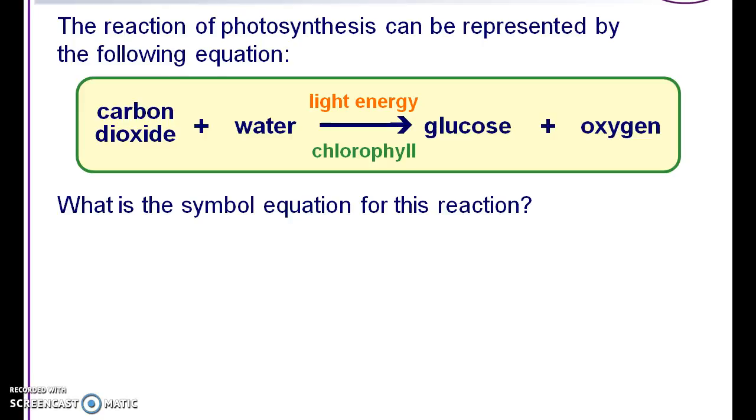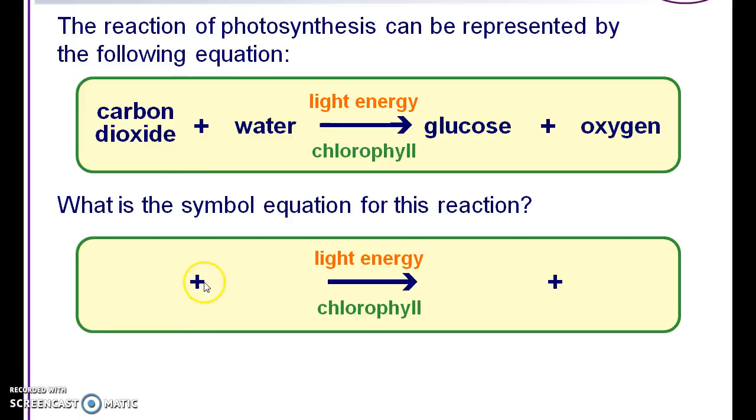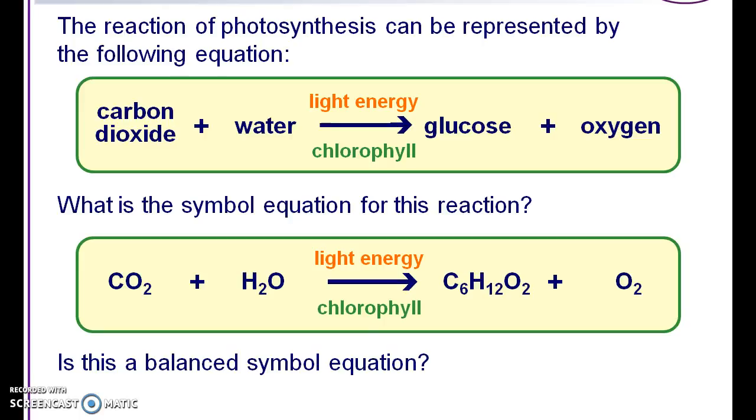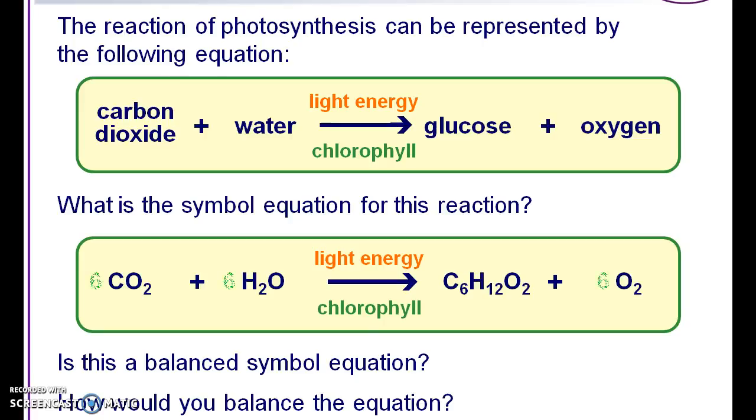What is the symbol equation for this reaction? CO2 plus H2O, in the presence of light and chlorophyll, the green plant can synthesize C6H12O6, which means glucose, plus oxygen O2. In this unbalanced symbol equation, how would you balance the equation? 6CO2 plus 6H2O, in the presence of light and chlorophyll, the plant can synthesize C6H12O6 plus 6O2.